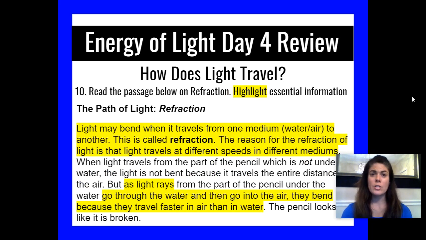The next passage was on the path of light, refraction. I highlighted, light may bend when it travels from one medium, water or air, to another. This is called refraction. The reason for the refraction of light is that light travels at different speeds in different mediums. As light rays go through water and then go into the air, they bend because they travel faster in air than in water. Information that you just read helps you understand what we studied in last week's experiments.